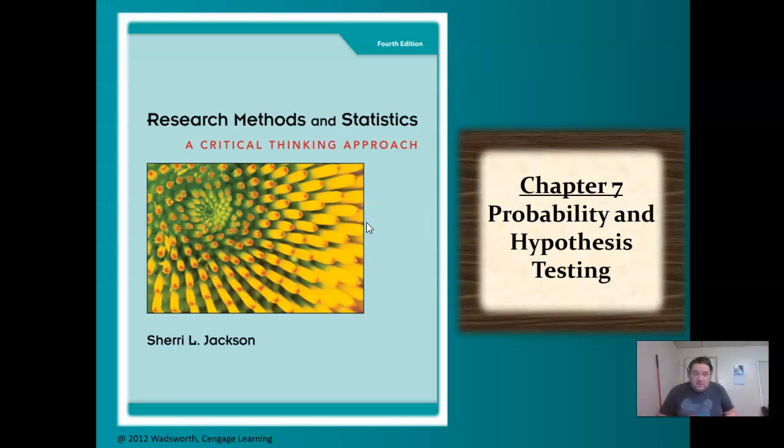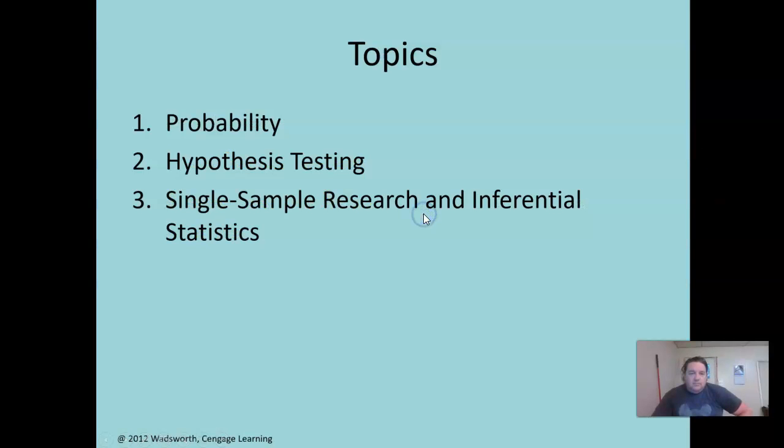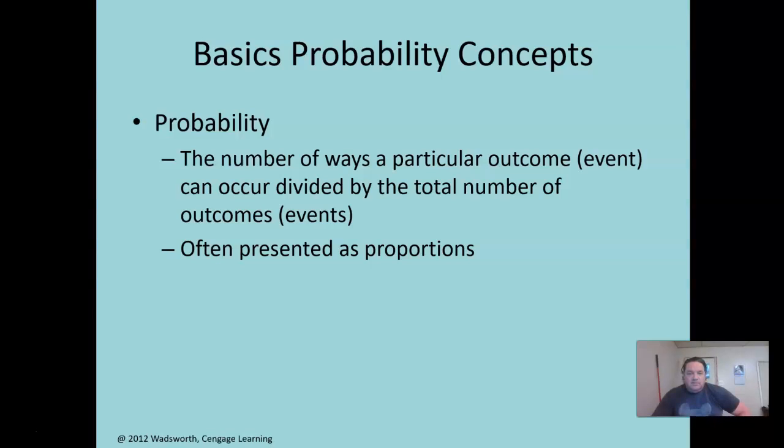All right, so we are now on chapter 7, looking at probability and hypothesis testing. So the topics obviously are going to be probability, hypothesis testing, single sample research, and inferential statistics. So now we're getting into some more complex ways of looking at statistics.